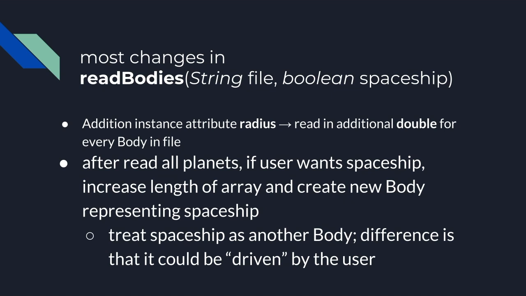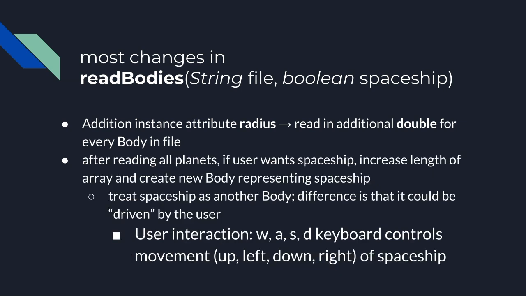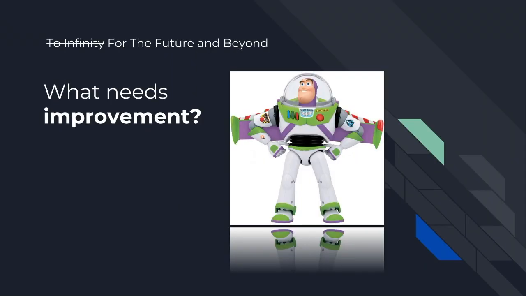if the user wants a spaceship, then we must expand the length of the array and create a new body representing the spaceship. As I mentioned in the beginning, we treat the spaceship as another body. The difference is that the spaceship is driven by the user. As I've demonstrated through the demo, the user interaction part with the keyboard control still needs improvement.